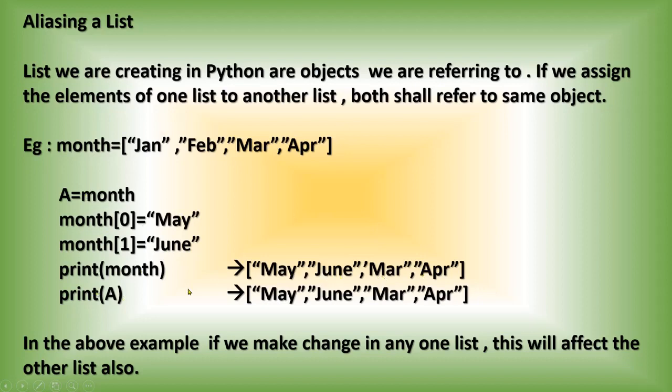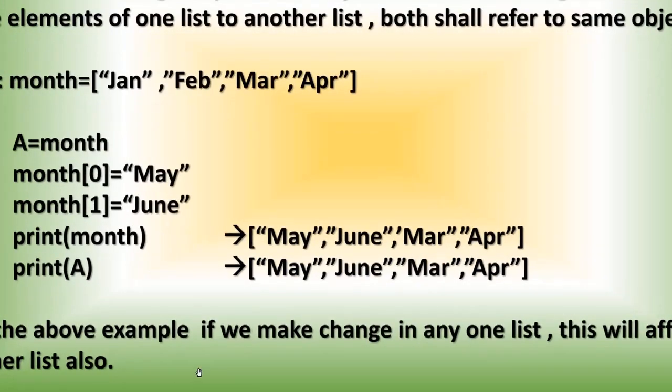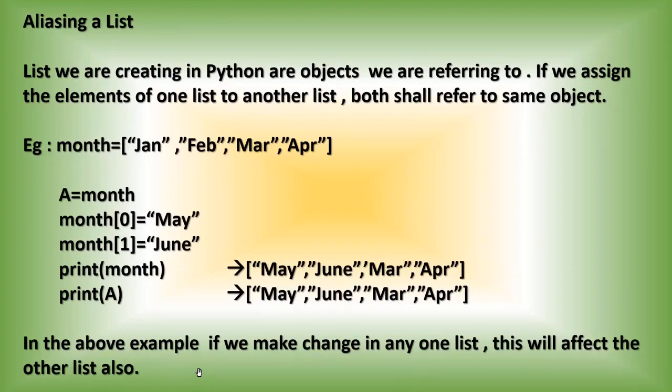And if you made changes over here in the month, the same change will be affected here in the variable A list also. That is why when you try to print A, the same content will be displayed over there. So try out this example. First you try out the same example, after that you try out your own example. So in the above example, we can say changes in any one list will affect the other list also. And the next topic is, what is the next topic?